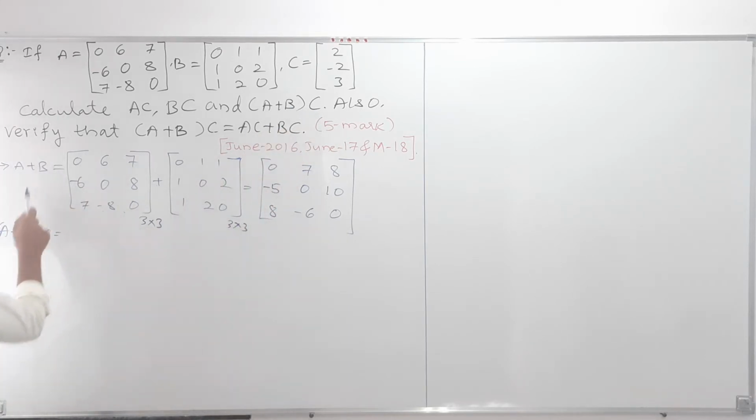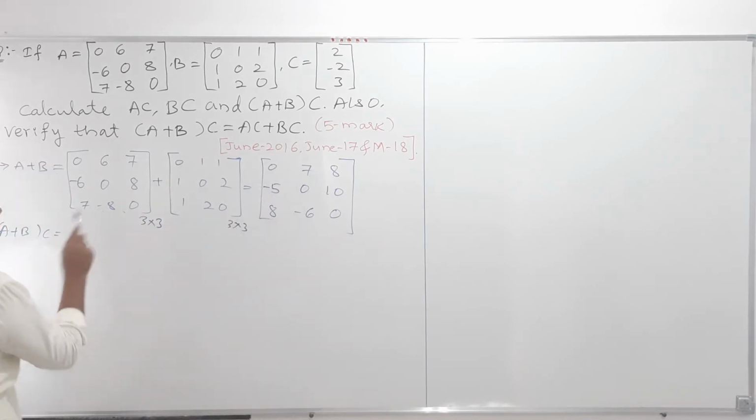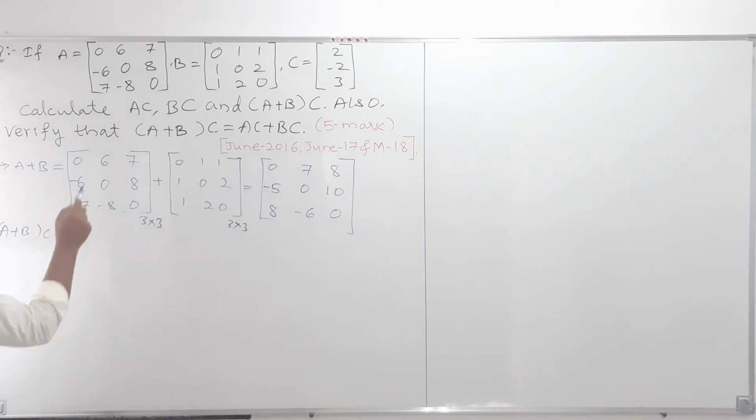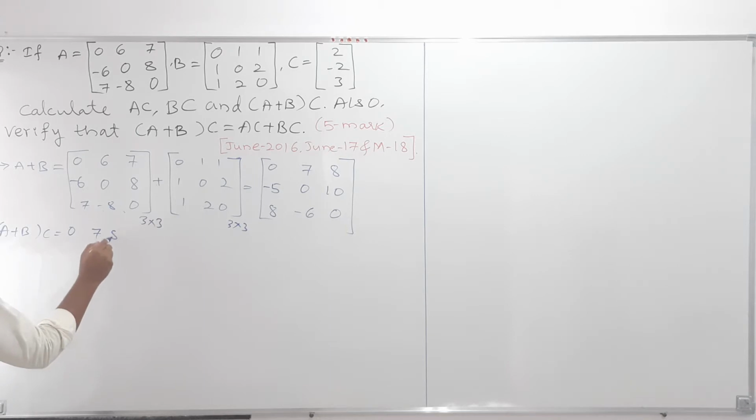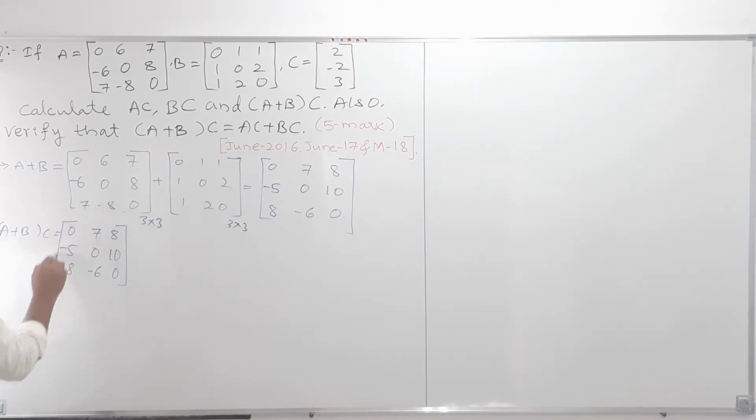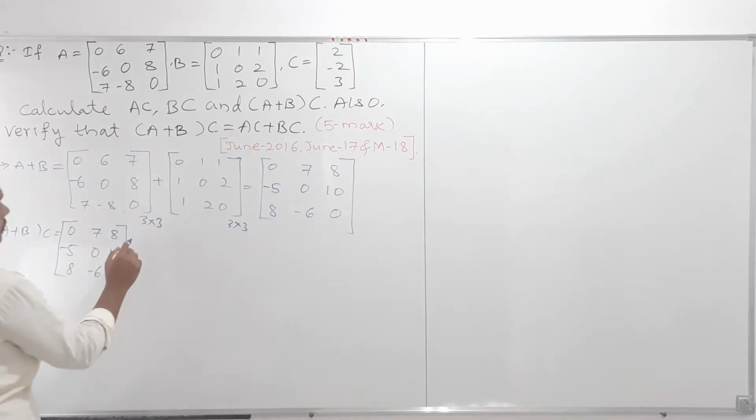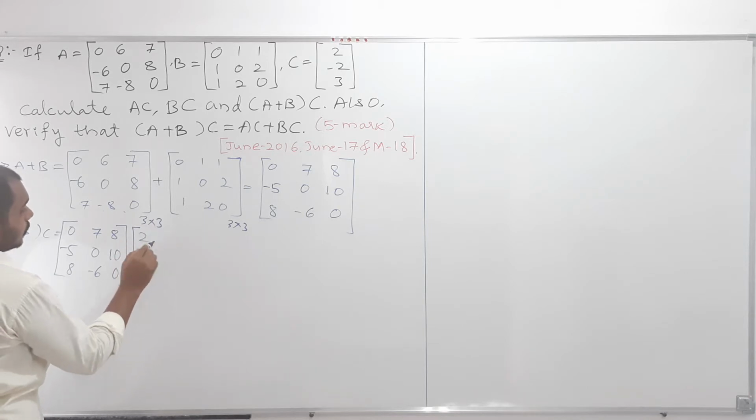So this is A plus B. Next I will find (A plus B) into C. First I calculated A plus B, and to this matrix I will multiply with C. So therefore A plus B is 0, 7, 8, minus 5, 0, 10, 8, minus 6, 0. My dear students, this is your A plus B. Next, matrix C. So what is C here? C is 2, minus 2, 3.